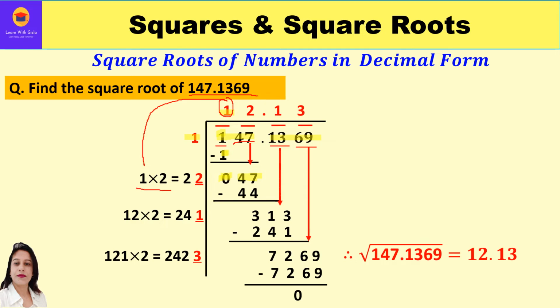1 into 2 is 2. We can write 2 over here and put a blank over here, or we can simply add 1 over here. 1 plus 1 is 2. That way also we can take 2. Now we have to multiply with a number so that the product is either equal to or less than 47.